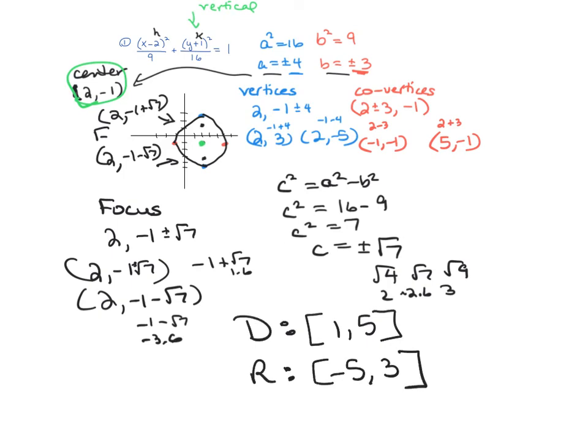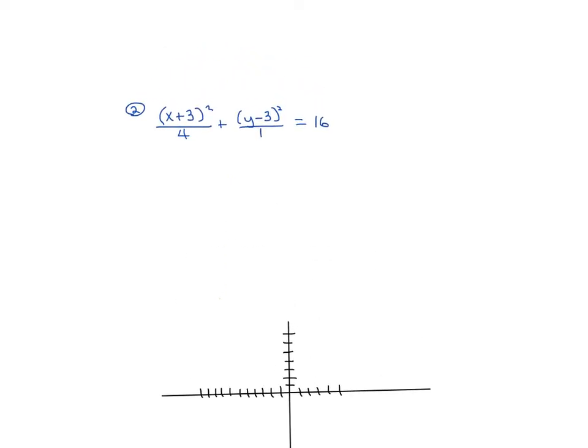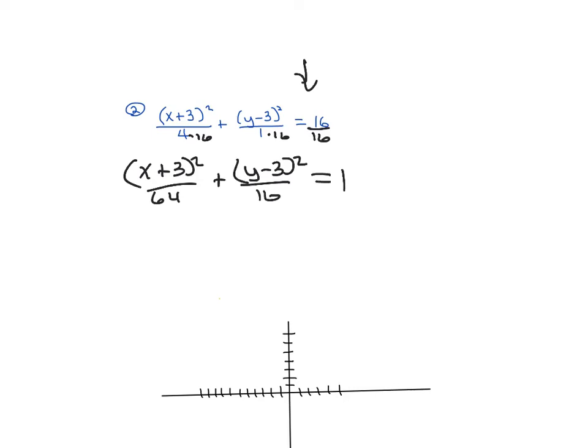Let's try another example. This time I need to fix it. Remember, this needs to be a 1. So I need to divide everything by 16, so times 16 times 16. So I get (x plus 3) squared over 64 plus (y minus 3) squared over 16 equals 1.